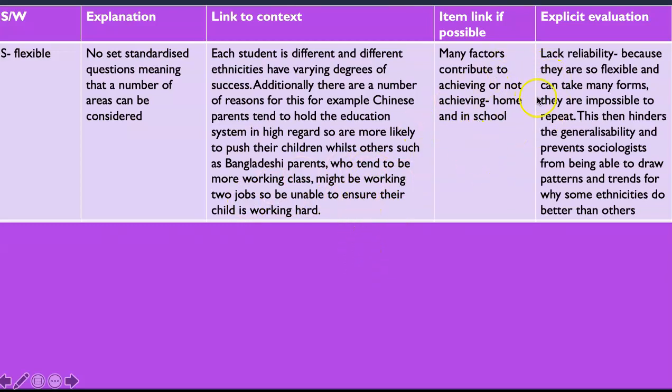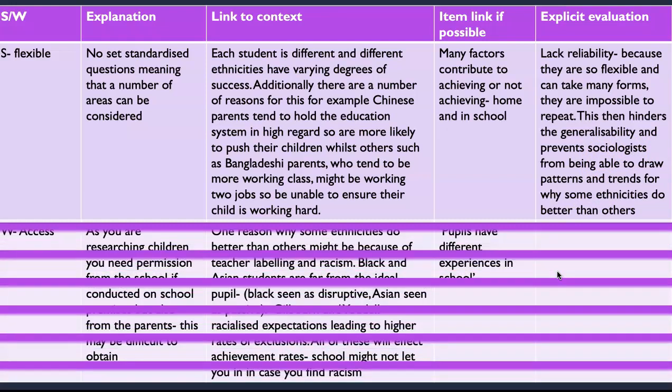I'm linking it to my item. I'm not quoting because, again, it doesn't exactly say what I want it to say, but it is implied. So my item link there is that many factors contribute to achieving or not achieving, so home and in-school factors. Obviously, you can change that round to illustrate what you are wanting to say there. And then your explicit evaluation: because they're so flexible and there's no standardization, they lack reliability, meaning that you can't reproduce them. That then hinders their generalizability and prevents sociologists from being able to draw patterns and trends for why some ethnicities do better than others.